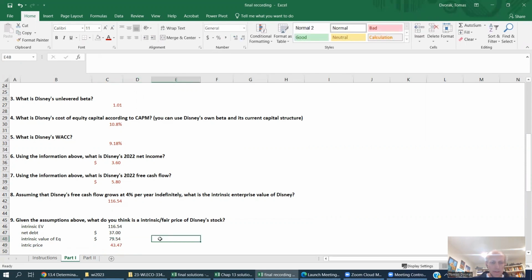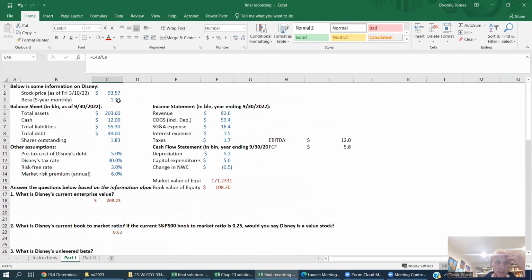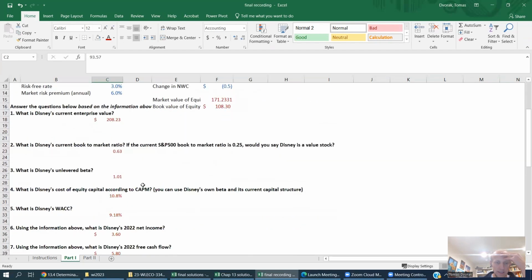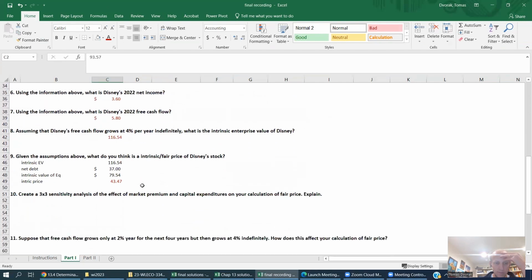All right, so that's how much Disney should be worth if I use this cash flow, and I assume that it grows 4% indefinitely. I discount it at WACC. I get this as my EV, subtracting net debt. Intrinsic value of equity is this much divided by shares outstanding, gives me the stock price of $43. So it looks like right now Disney seems very overvalued.